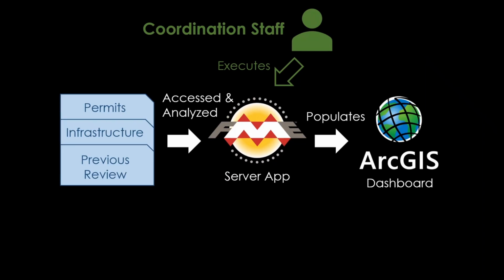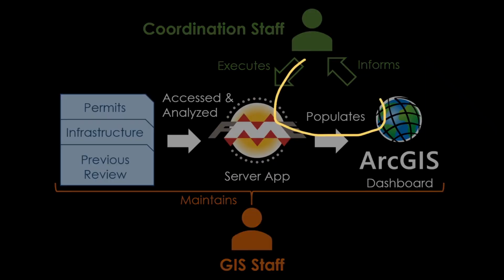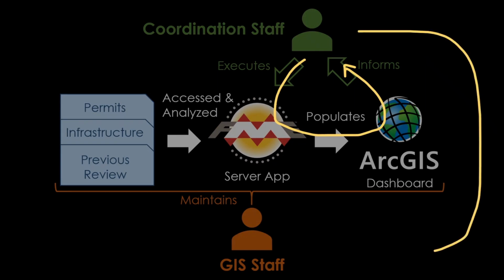This dashboard is then used by coordination staff to inform decision-making. GIS staff are now largely removed from the day-to-day process of analyzing and accessing this information, and are largely taken to a maintenance role over the whole process. This means that the main process flow involves coordination staff, FME, and ArcGIS Online, and the coordination staff only need to engage with GIS staff for maintenance requests.